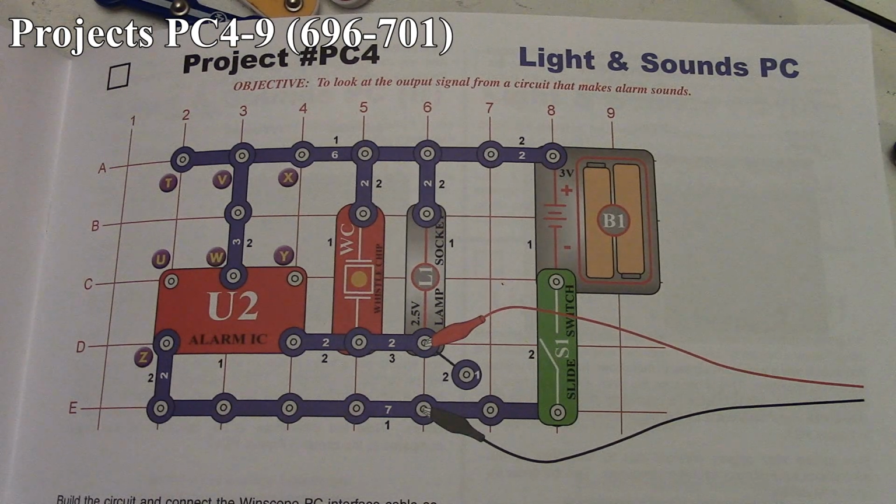So in this set of Snap Circuits videos, we're continuing to look at the PC set of projects with the CI-73 system, starting with project PC4 here and ending up with PC11.